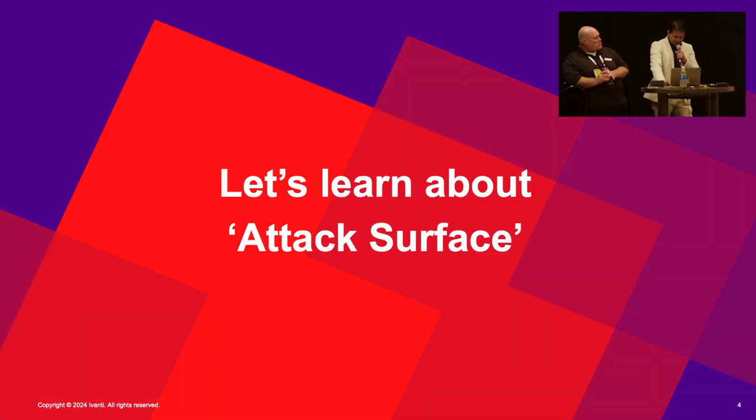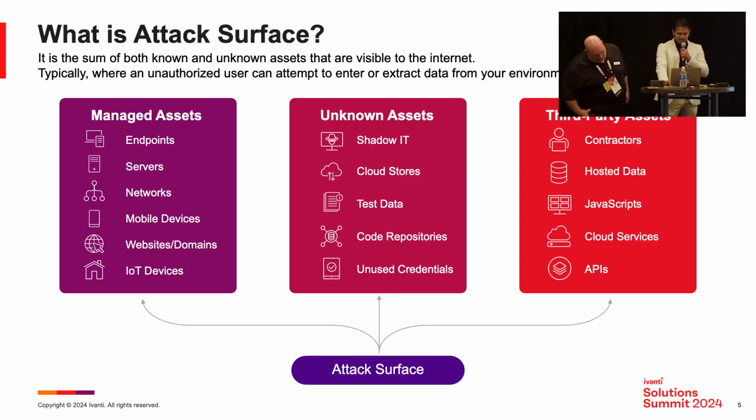Right. I can get started. Let's start to learn about what is attack surface. What do you know about attack surface? So basically, attack surface is the sum of both known and unknown assets. External attack surface is what is visible to the internet. Typically, these are all the entry points that an attacker or hacker can use to get access to a system.